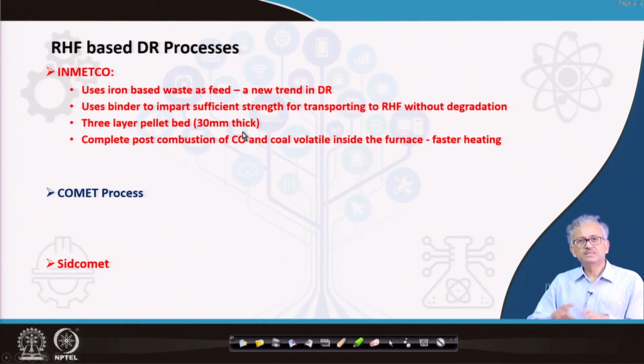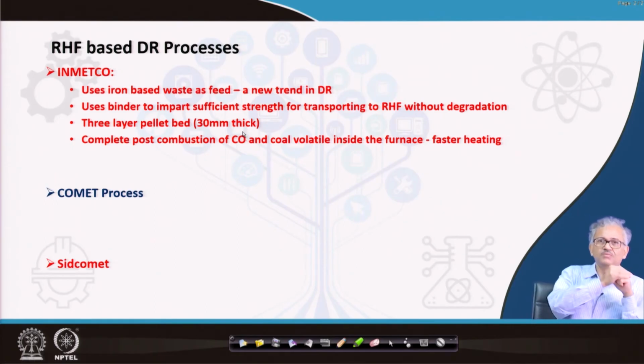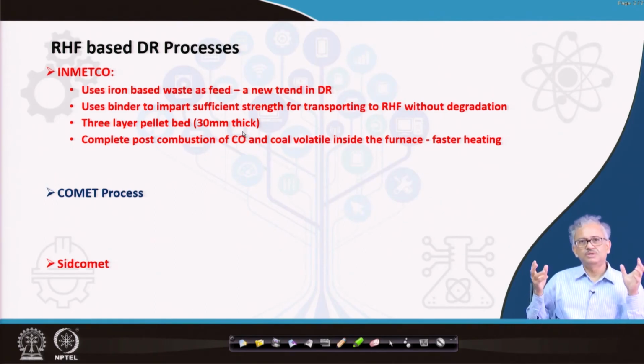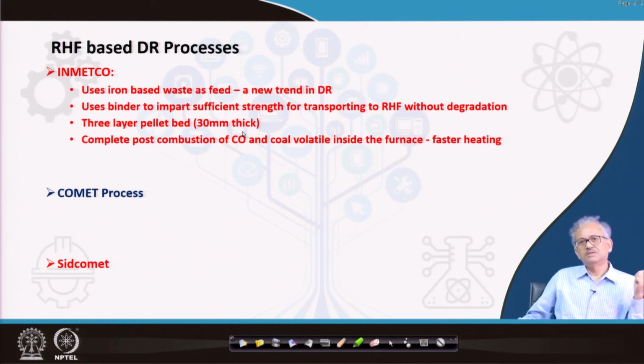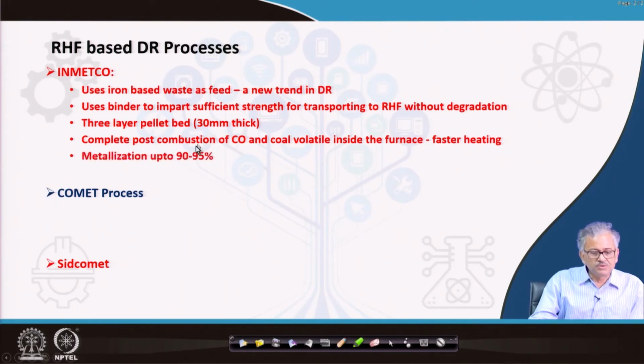Also there, as I said, their degree of metallization they keep at 70% like that. So that's why they use a thicker bed. So metallization may not be more than 70%. So 70% to 80% is metallization. Then they can melt it in some electric iron making furnace or submerged arc furnace, produce a synthetic metal, and then they can further purify it. Okay. So this is the Inmetco process.